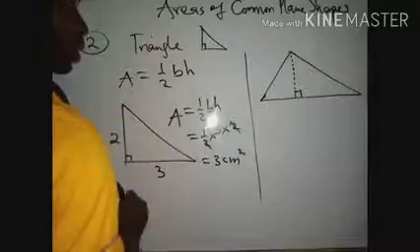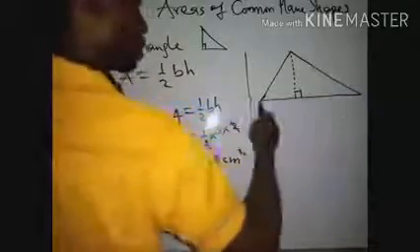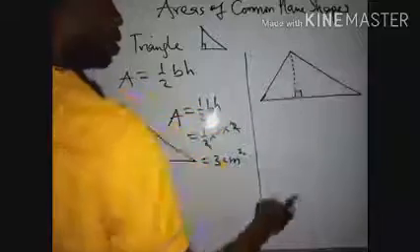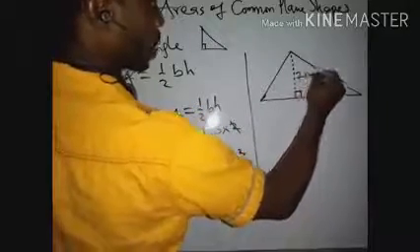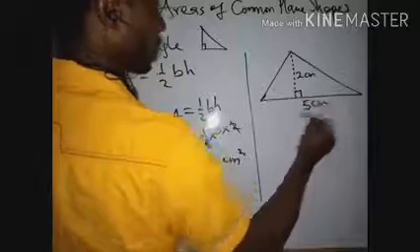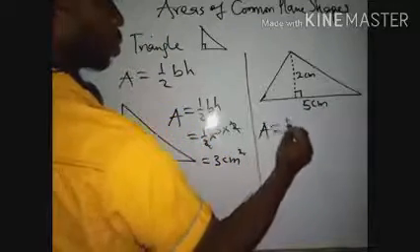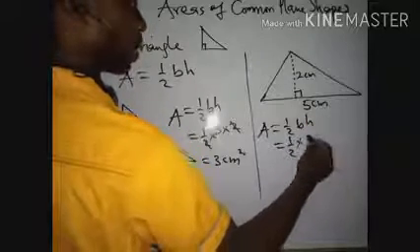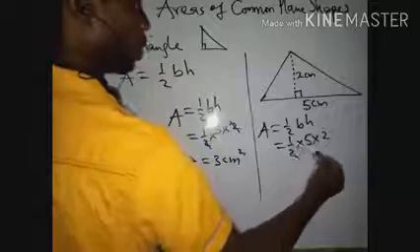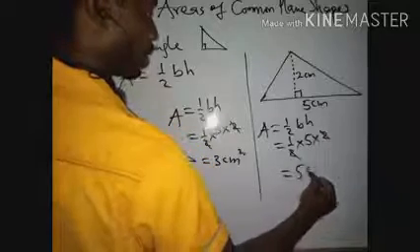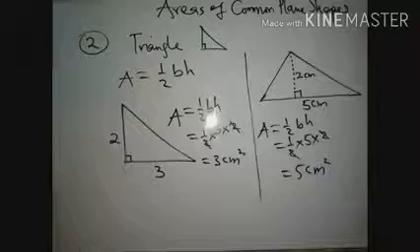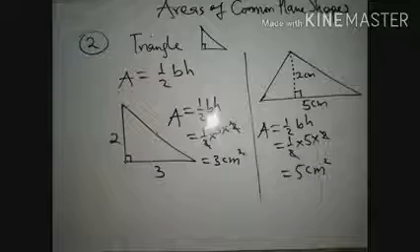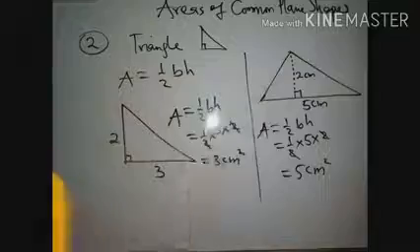Please pay attention very well. In this type, this one becomes your base, this one becomes your height. So if you call this one 2 centimeter and this place 5 centimeter, for example, my area will be equal to half base times height, which is half times 5 times 2. If I cut this one, I will have 5 centimeter square. I really need you to take note of these triangles I'm drawing, because some students, when you ask them to find the area of this kind of triangle, they have problem with it.